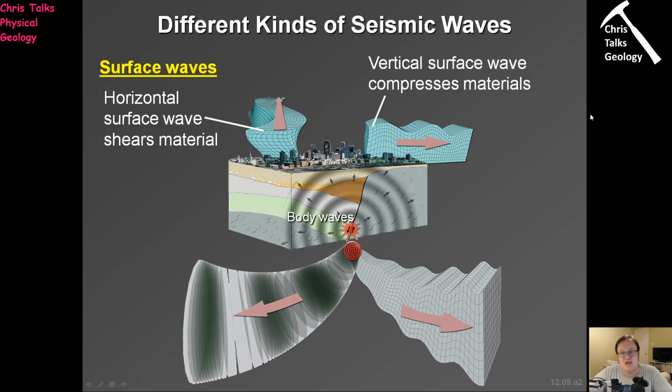Now, these are the waves which are actually going to cause the damage during an earthquake, because they're the ones that move across the surface, so they are the ones that are going to interact with things like buildings.